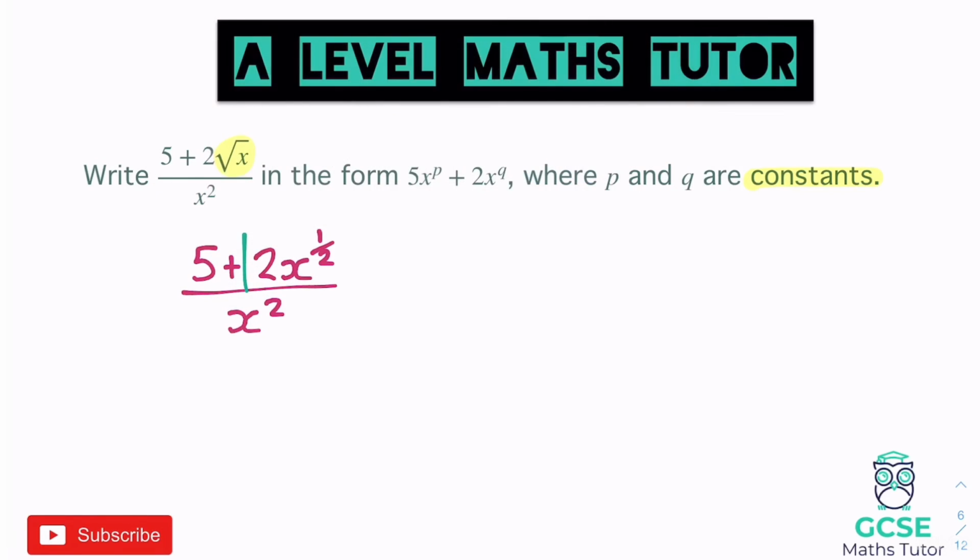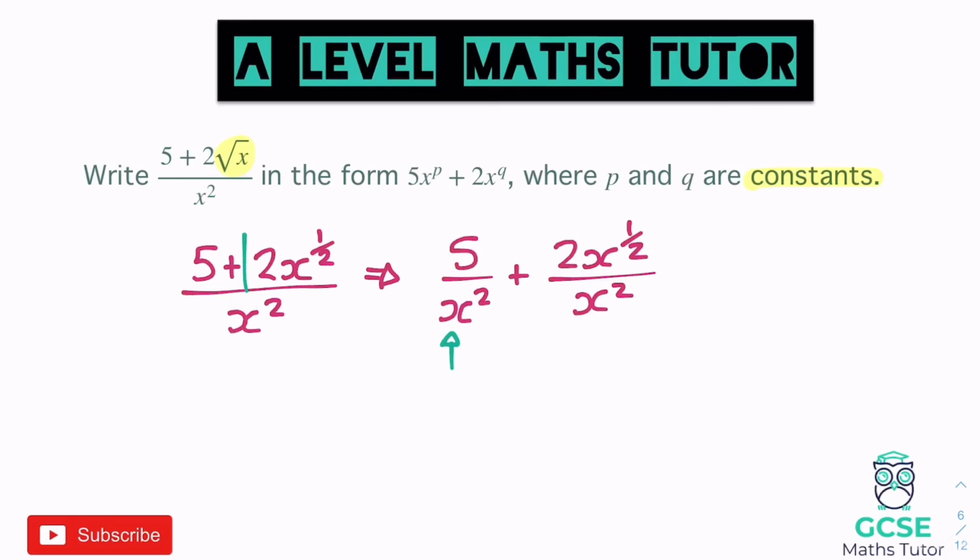So let's have a look what we've got. We've got 5 over x squared, and we're going to add to that the other one, 2x to the power of a half, which is also being divided by x squared. So from here, all I need to do is apply the same logic that we have on some of the previous questions. I'll start with the first one on the left, and we need to divide 5 by x to the power of 2.